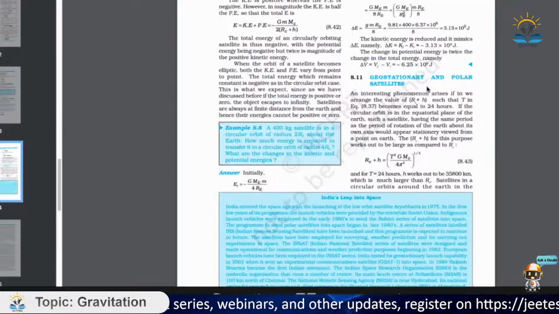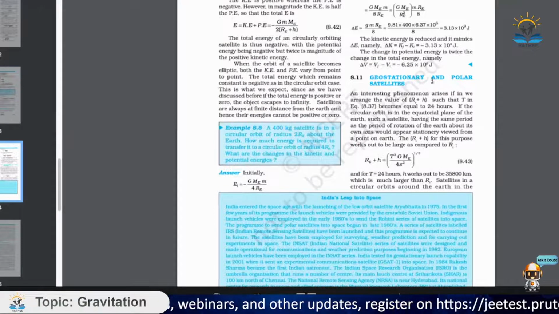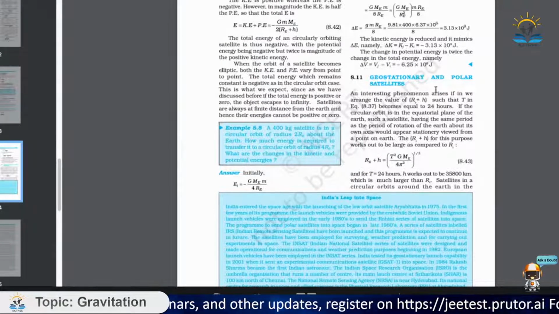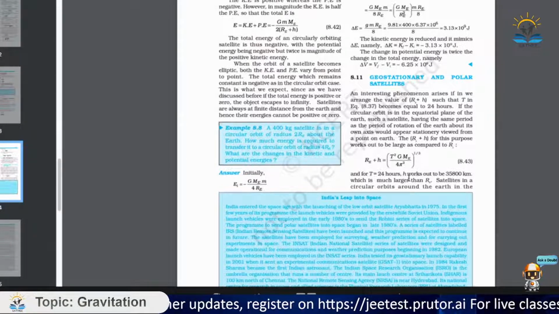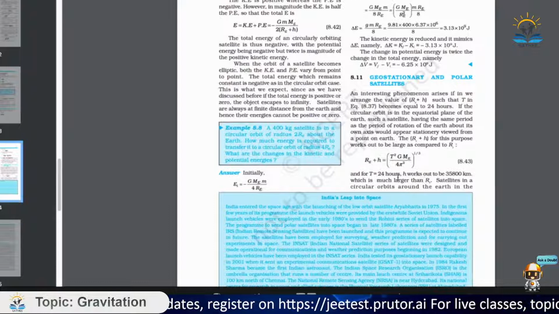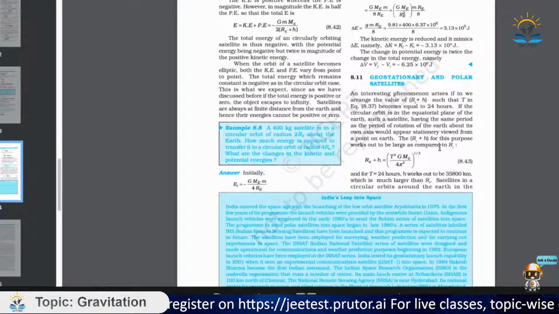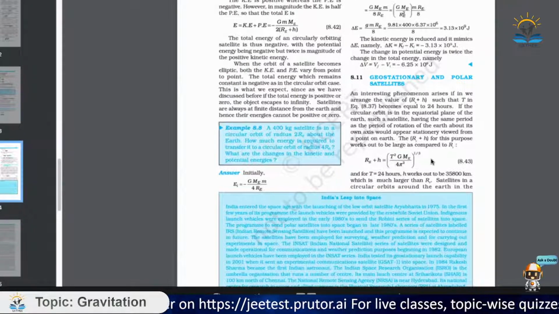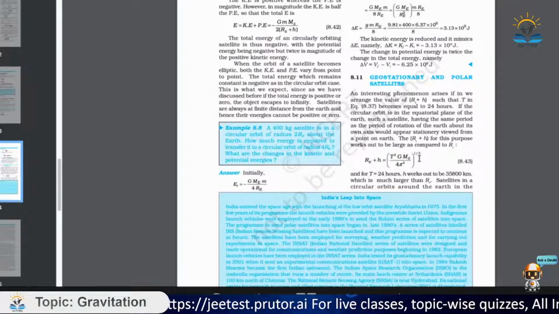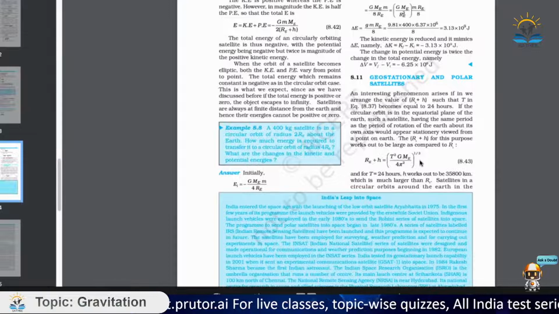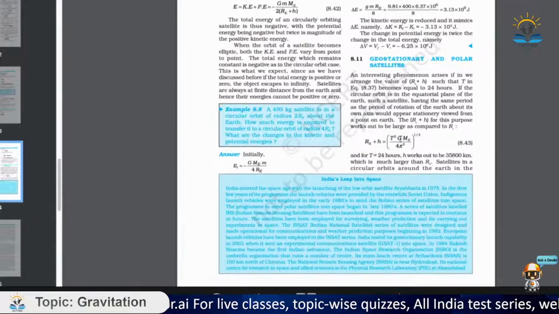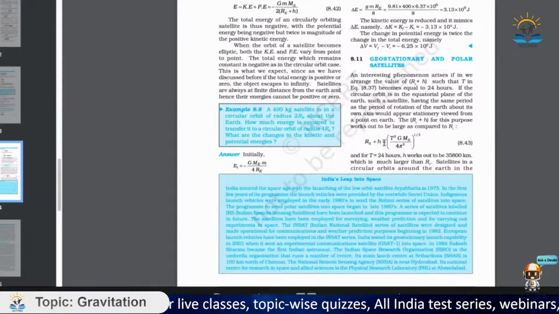Okay. Now we may also see geostationary satellites and polar satellites. For geostationary satellites, their time period is equal to 24 hours. So we can write this equation from Kepler's law, that is time period whole square is proportional to radius cube.